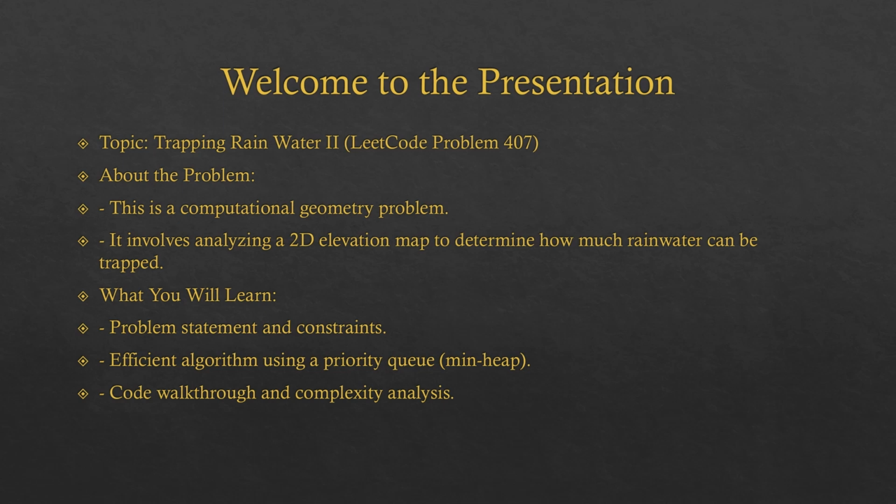Let's start with an introduction. In this problem, we are given a 2D elevation map represented as a grid of integers. Each cell represents the height of the cell in the map. The goal is to calculate how much rainwater can be trapped between the cells after it rains. We will go through the problem statement and its constraints, then learn an efficient approach using a priority queue, and finally analyze the complexity of our solution.